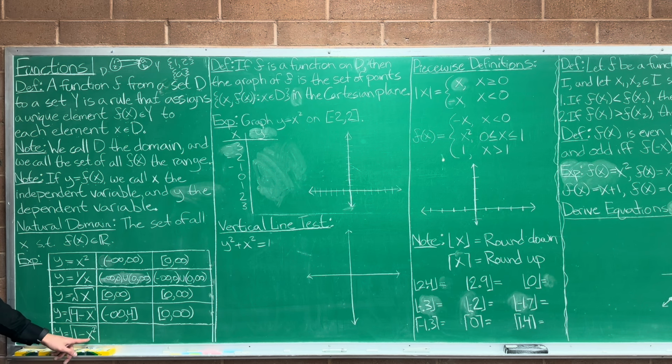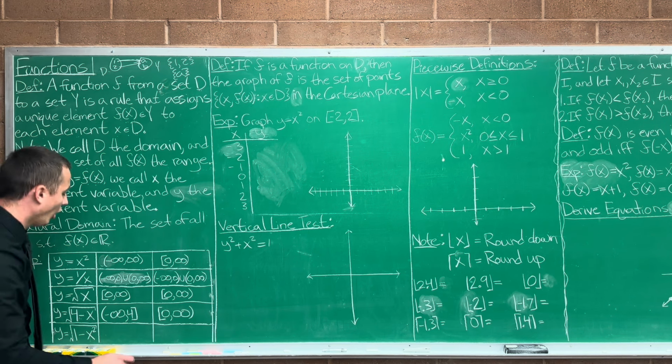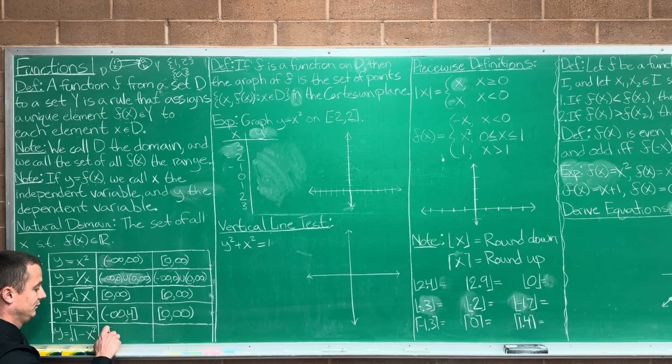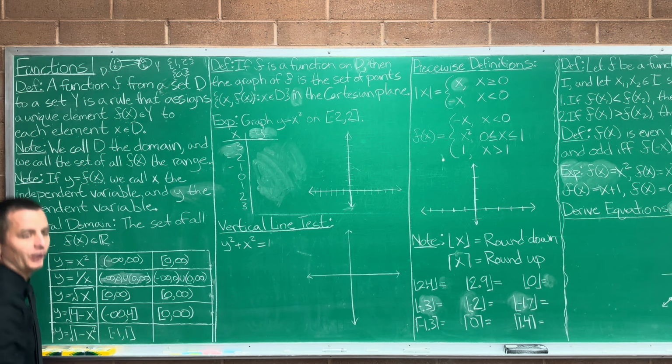Okay, what about negative 1? What's negative 1 squared? 1. What's 1 minus 1? 0. And what's the square root of 0? 0. So it's 1, 0, negative 1. So it's all the numbers from negative 1 to 1, or all the numbers we can plug in there without breaking it.